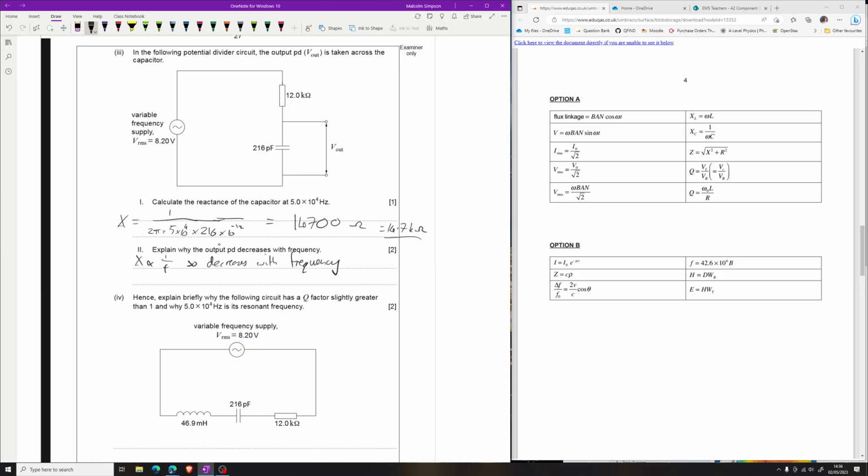And then the second mark, we need to make clear that we understand how this potential divider circuit works. So there's my first point, and my second point is going to be something along the lines of therefore its share of PD drops. Share of total PD decreases, or fraction of total PD, or something along those lines.